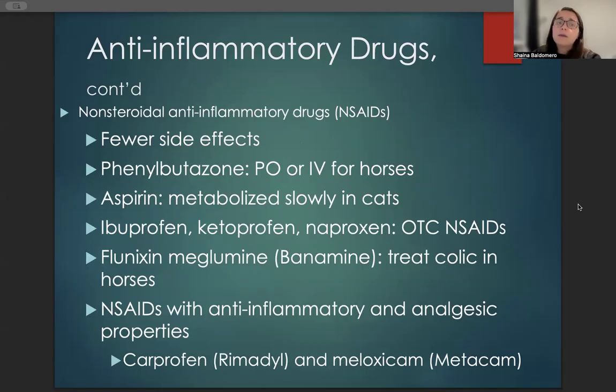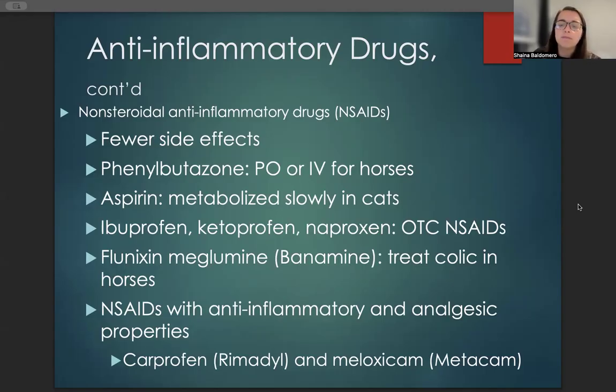Some more anti-inflammatory drugs. These are non-steroidal, so they have fewer side effects because they don't include steroids, but they still have that anti-inflammatory effect, so they're going to be very effective on treating pain. So for horses, we have phenylbutazone, which is known as bute. We also use Banamine, known as flunixin, and both of those again are for horses only. We can use them in livestock too, but we're not going to use those in small animal medicine.